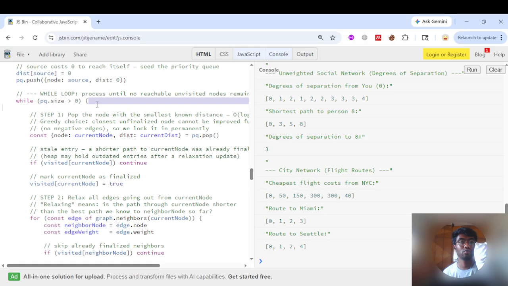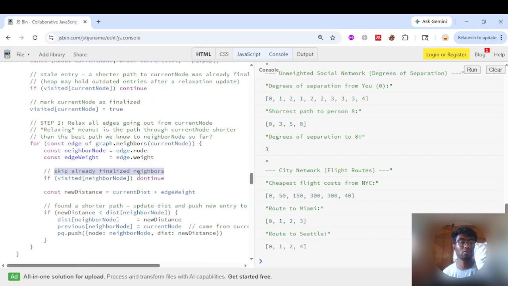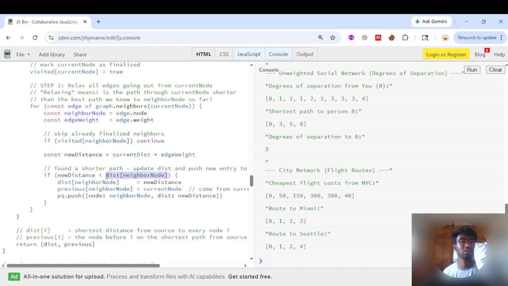priority queue which starts from the source node 0, and we also push the source node with distance 0, and we explore all the edges, and if it's already visited marked as true, then we ignore it. So if new distance, which is distance of neighboring node, then we update it with the distance value and also the previous node path, right? So yeah, this is a crucial logic.